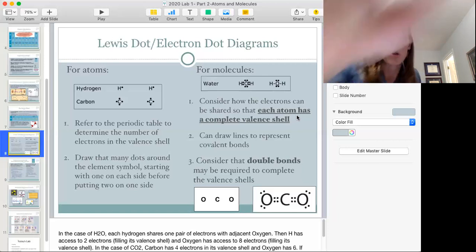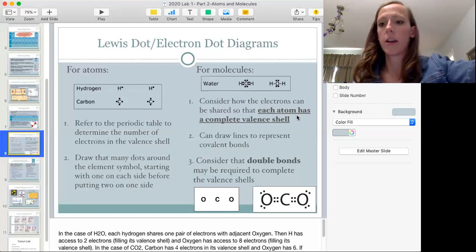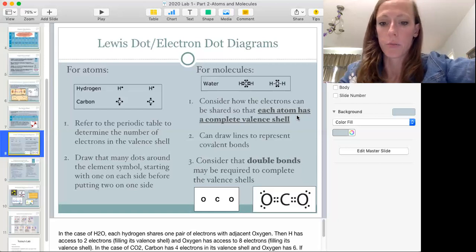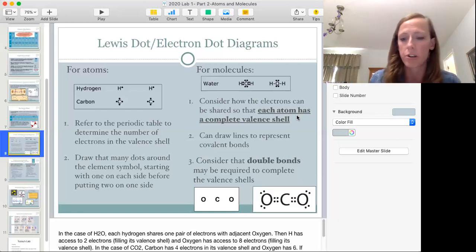So any questions you can always ask me when we get to lab. Okay, if you're not clear on that. But we will be having you do some of those for practice in your lab manual, and make sure you get to know how to draw those electron dot diagrams.